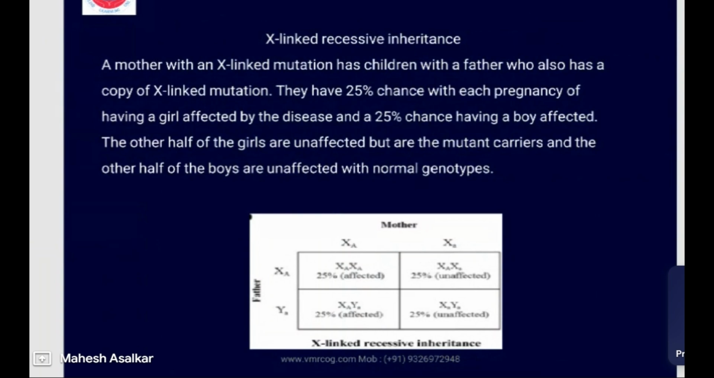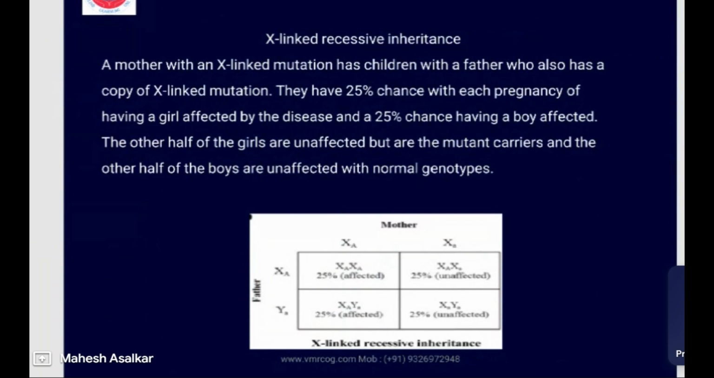Then you have an X-linked recessive inheritance. Suppose in the scenario a mother with an X-linked mutation has children with a father who also has a copy of the X-linked mutation. You remember this particular scenario. Here the mother is a carrier and the father is affected. So this is an X-linked recessive condition.